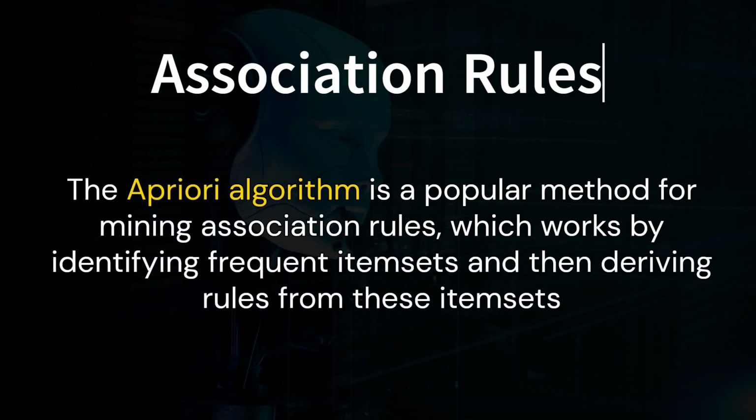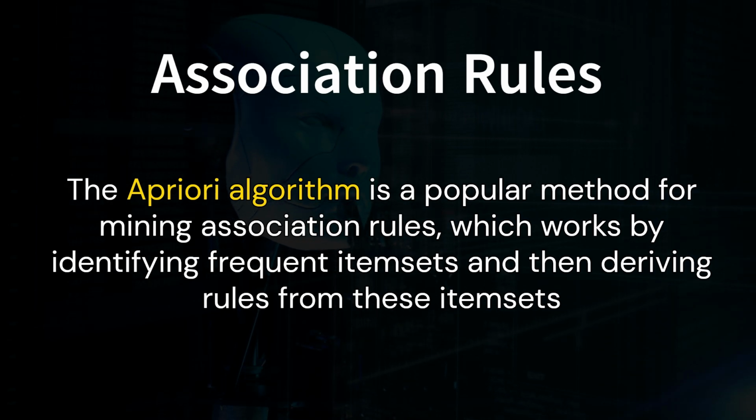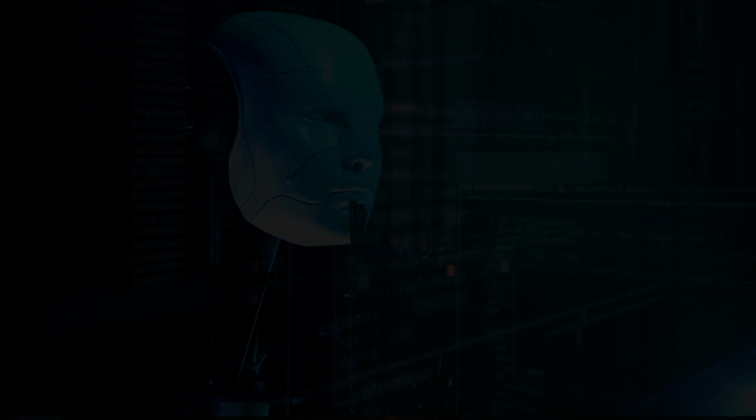The Apriori algorithm is a popular method for mining association rules, which works by identifying frequent item sets and then deriving rules from these item sets.